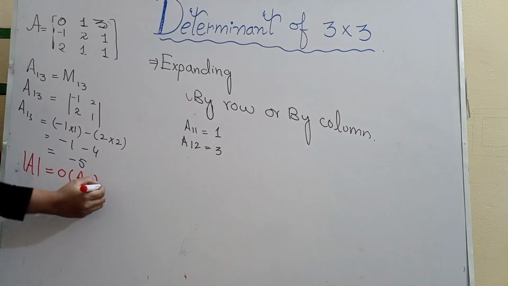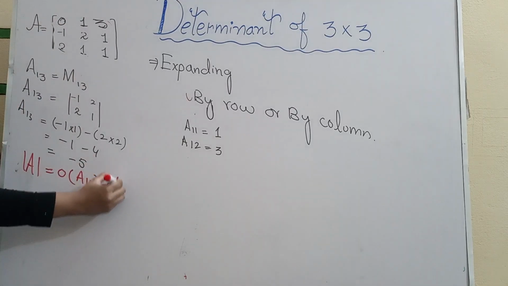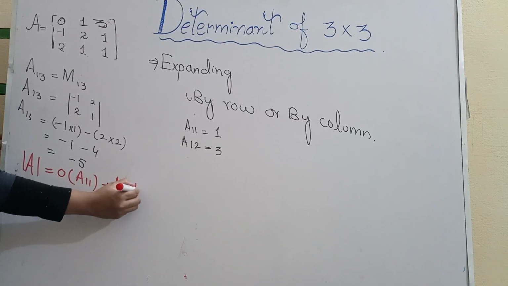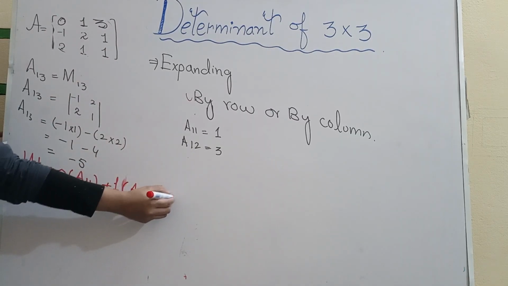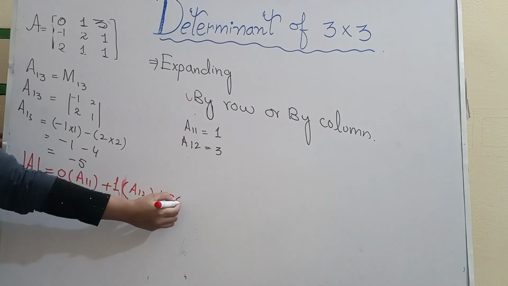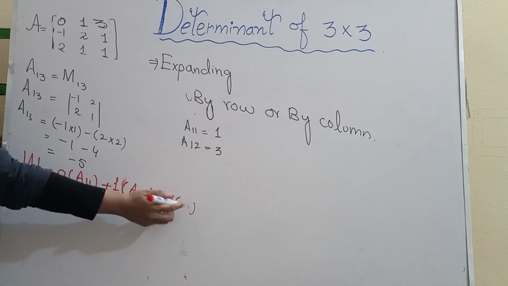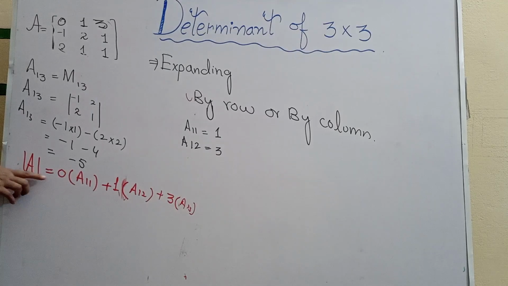Then the next number along with sign, that is 1. And then multiply it with its cofactor, that is 1, 2. And then the third number, that is 3, along with its cofactor, that is -5. Sorry, A1, A1, 3.